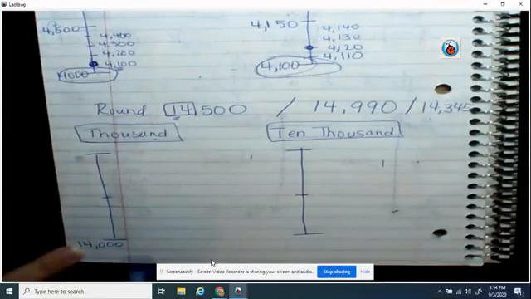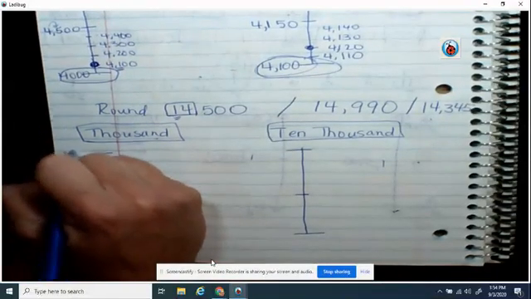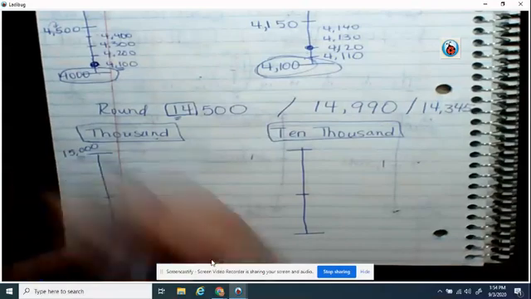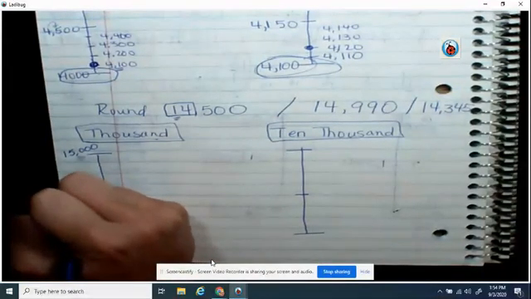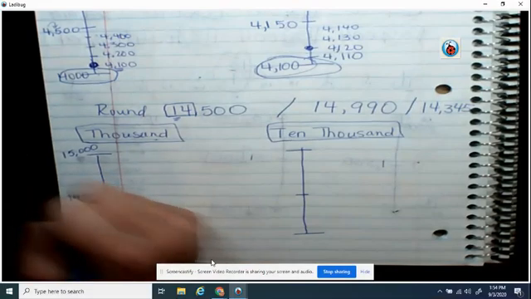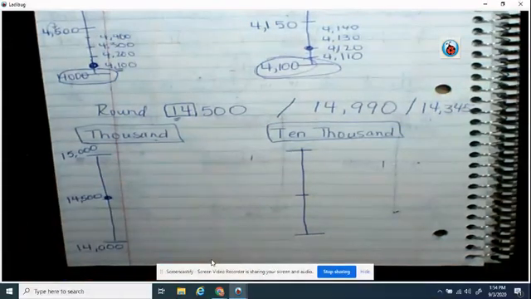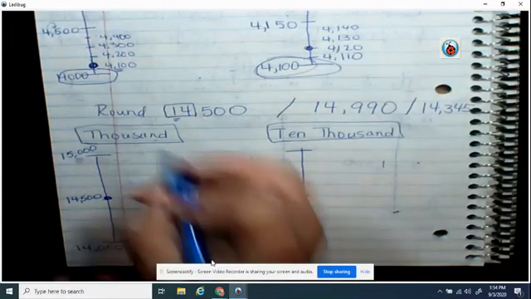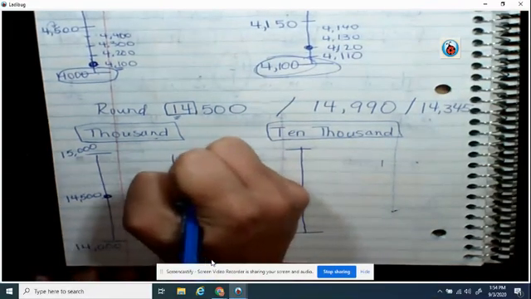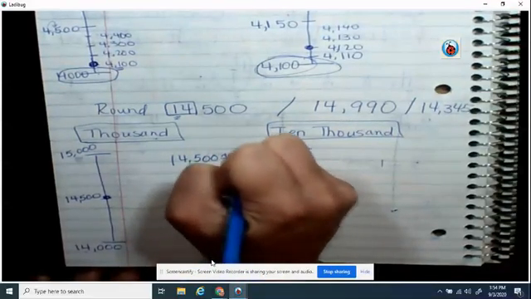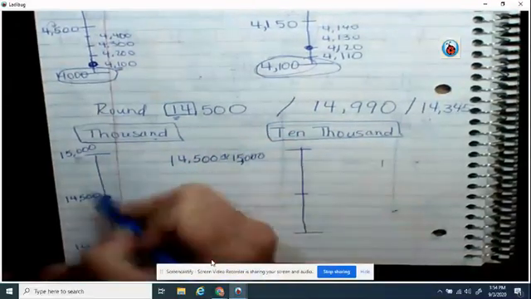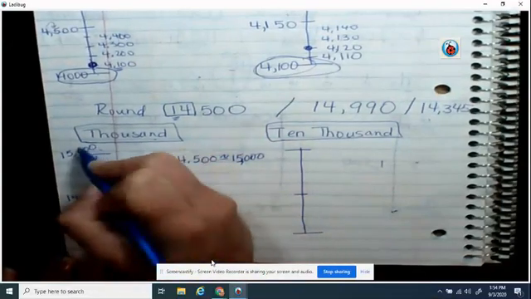14,500, okay? So I got 14,000 and 15,000. And my middle point is 14,500. What do I do when it lands right on the middle point? Well, when it lands right on the middle point, I round it up to the next biggest number, to 15,000. So if it lands on the middle point, we would round it up.